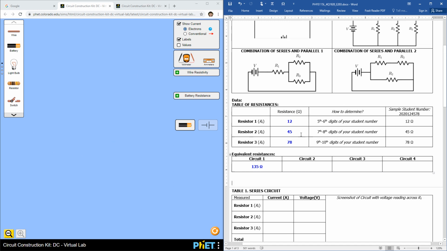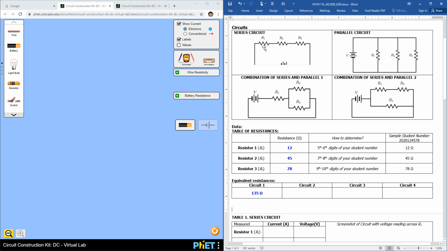Right now we have resistors in series. So that's R1 connected to R2 connected to R3. Let's start building our circuit. Let's start with our battery. Okay, so this is your battery.